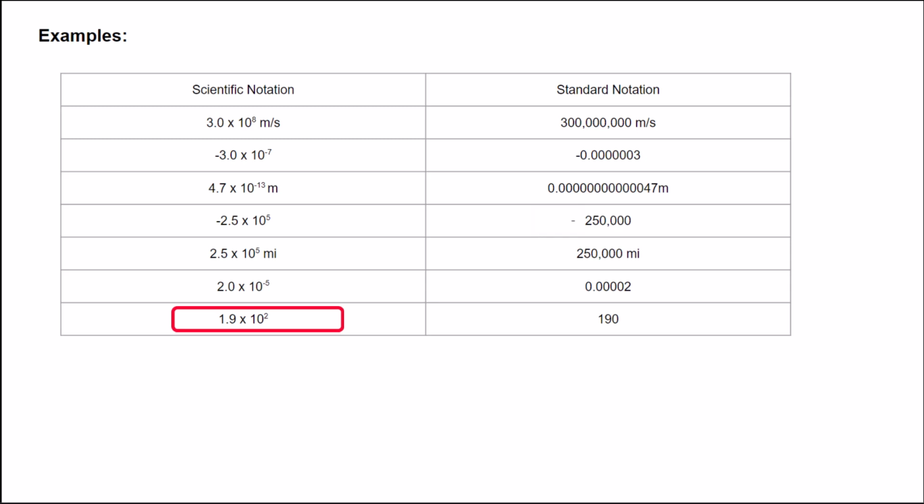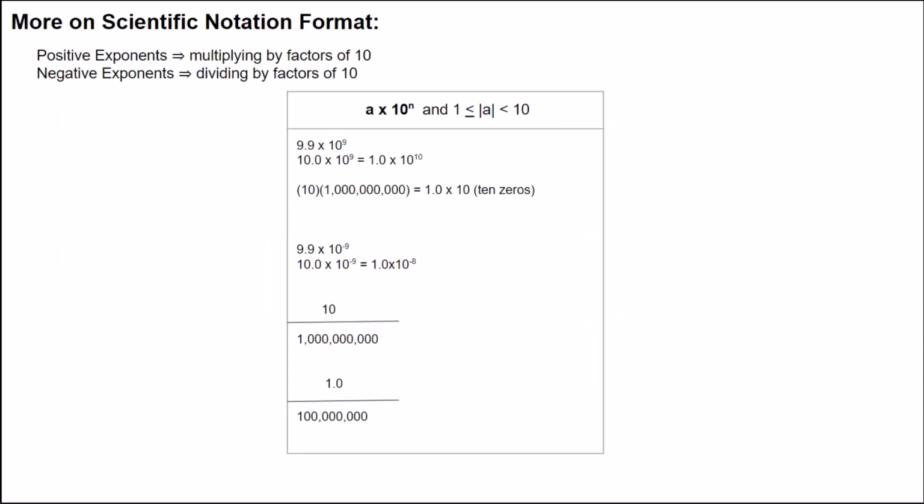And then finally we have 1.9 times 10 to the 2. It's a positive number and a positive exponent. So starting with 1.9, we count 2 decimal places to the right, filling in zeros for the empty spaces, which gives us 190. Let's state what we've been talking about in another way.